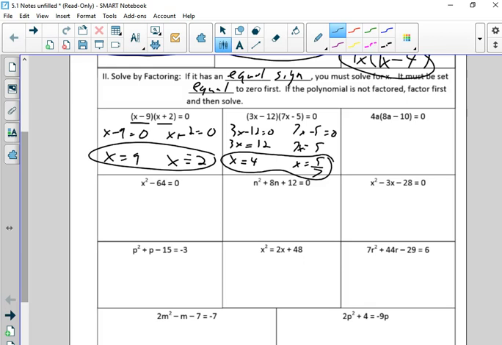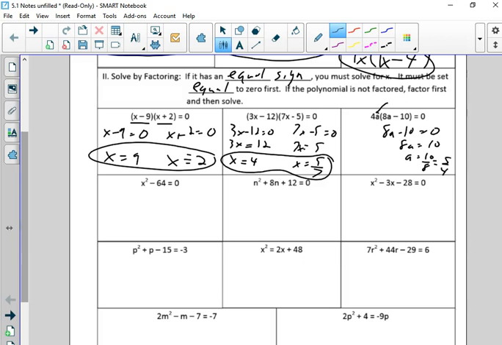Now, here's the one that throws people off all the time. I just got done saying set each parentheses equal to 0. Okay. 8a equals 10. A equals 10 over 8, which reduces to 5 over 4. Yay, that's my answer. Problem is, that's not my only answer. Because see how I have a letter out here? There's a letter, I got to do an equation.